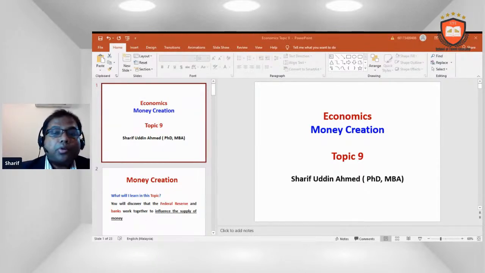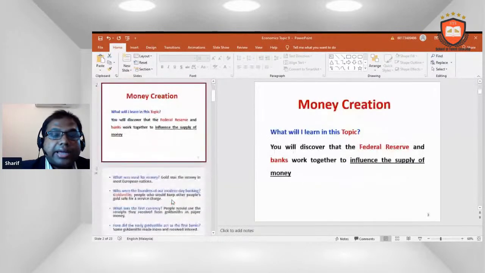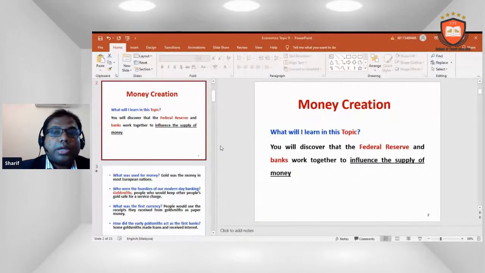Today's topic is how money is created, which is very important and relevant for our society. In this way we can arrange different kinds of intellectual activities and create businesses. We have to understand the banking system as well as central bank procedures. So, money creation: what will I learn in this topic? You will discover that the Federal Reserve and the banks work together to influence the supply of money.